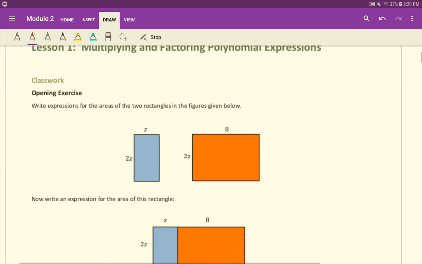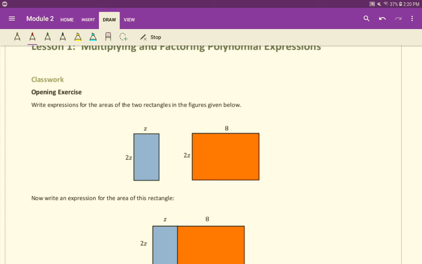Okay, so for our first opening exercise here, we're going to start with the opening exercise. We're not going to jump ahead to the notes first. We'll just do this here. We're asked to write expressions for the areas of the two rectangles in the figures given below. Okay, so figure 1, figure 2, and we want to find the areas of these rectangles.